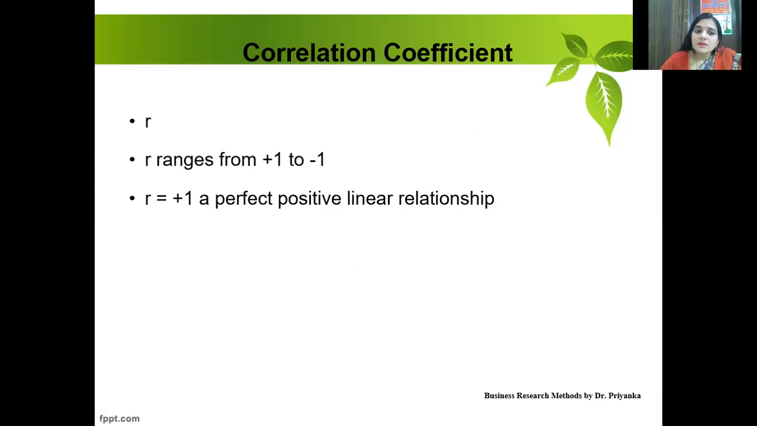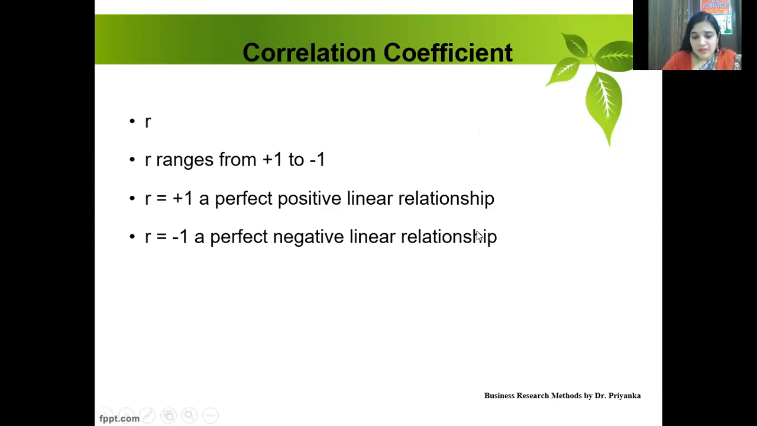First of all, r can range between +1 to -1. +1 is for a perfect positive relationship, right? And if it is -1, a perfect negative linear relationship is there among the variables. And if it indicates 0, that means no relationship is there among the variables. Whenever you are trying to check the association between two variables, the first tool you will be applying is correlation.